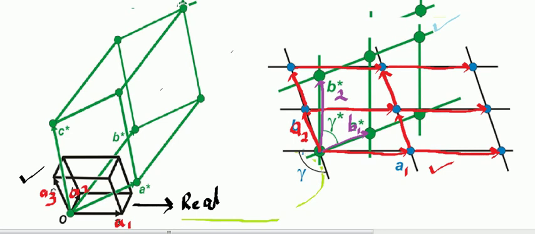This basic crystal has a reciprocal equivalent, and the green one can be shown using three vectors b1, b2 and b3. These are the basic lattice vectors of the reciprocal lattice. So this green diagram is the reciprocal crystal of the real crystal.